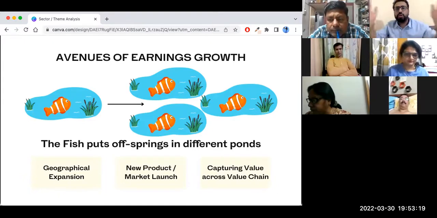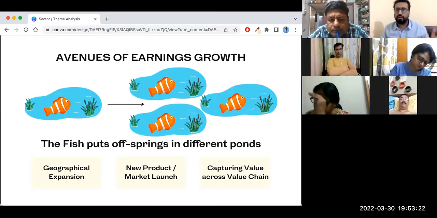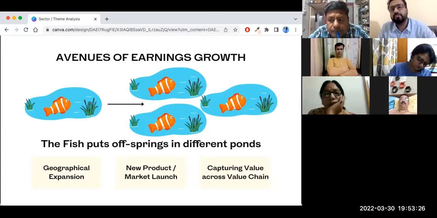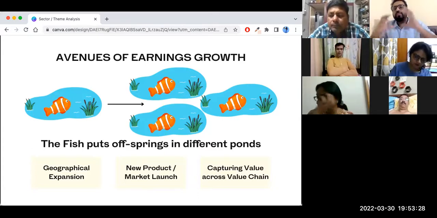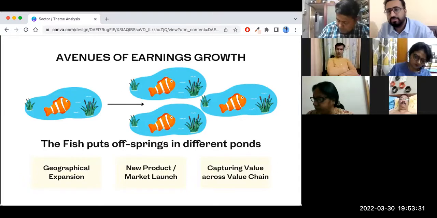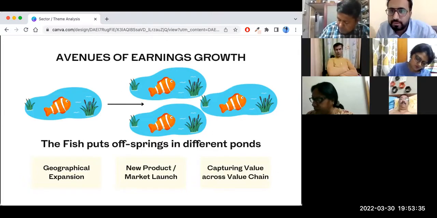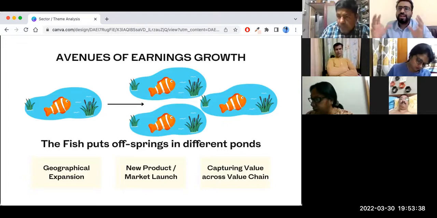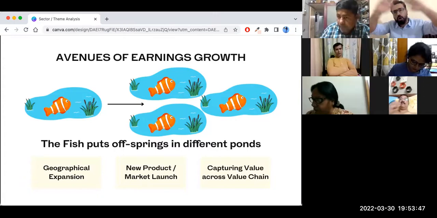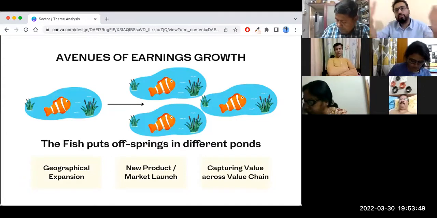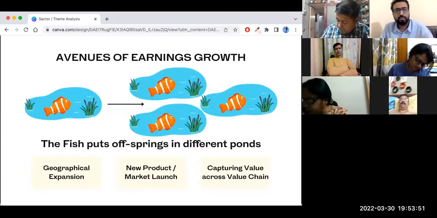Right? So you can do geographical expansion, and there could be so many other examples also. There are so many NBFCs which started off as a local NBFC. A very prime example is, let's say, Muthoot Finance. Muthoot Finance specifically was a southern state-focused NBFC. Now they've expanded their reach all across India. So geographical expansion, right? That's one way.